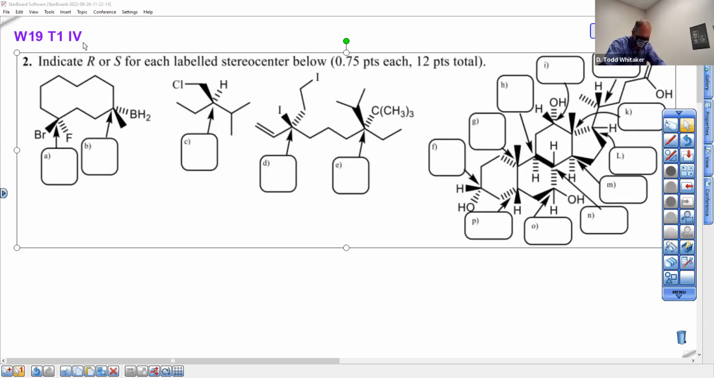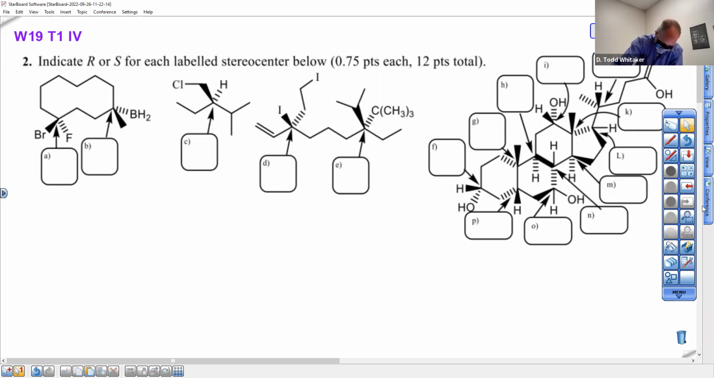We had a request to do some stereo centers from W19 test 1, part 4. In particular, she wanted to know about this second one, so we'll start there. The priorities go like this: 4 for the H, 1 for a carbon that has a chlorine, 2 for a carbon that's got a carbon but has another carbon as well, 3 for a carbon that has only one other carbon. Okay so far?